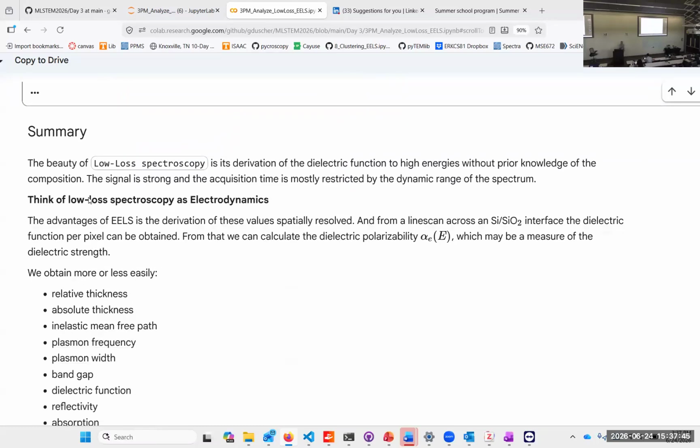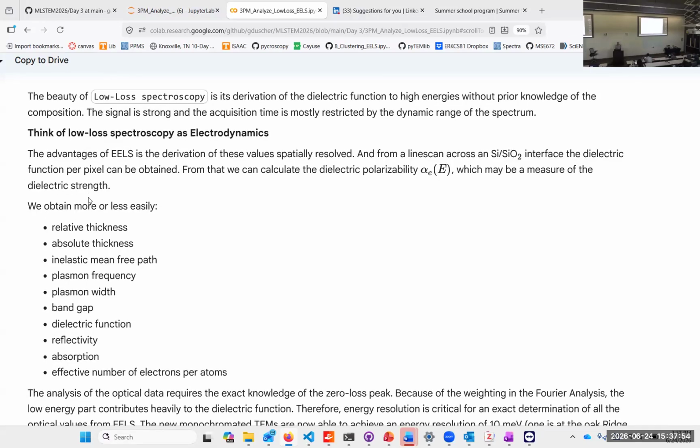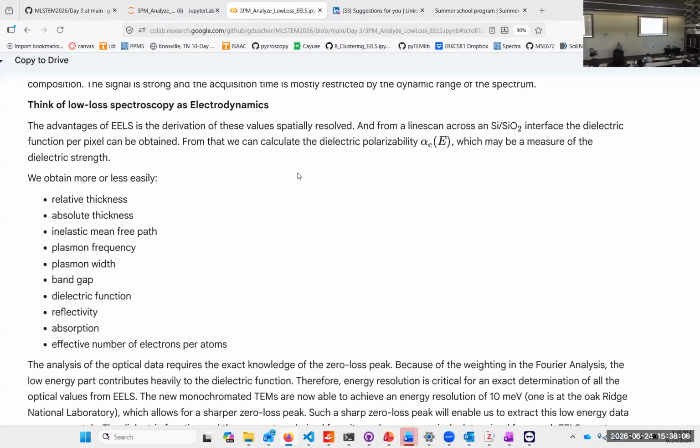The beauty of a low loss spectrum is that it can be acquired very fast. It takes a few milliseconds, and then you have a decent low loss spectrum. You have to take care that the zero loss peak is not oversaturated, because you want to know exactly where the peak is. And you have to think of the low loss spectrum as a form of dielectrics. So we could fit that a bit more if we have separated out other features and things that are represented by dielectrics, but you really have to think of that as electrodynamics.